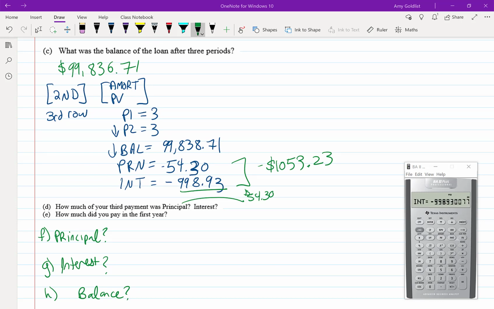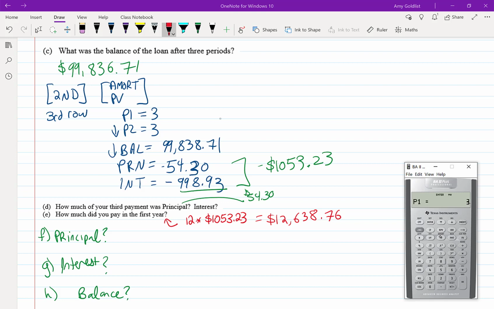So how much did we pay in the first year? In the first year, we made 12 payments of $1,053.23. And we could see that in our Excel. So let's clear out of this menu, 12 times 1053.23. We made $12,638.76 worth of payments. So now let's look at our amortization schedule on the calculator.